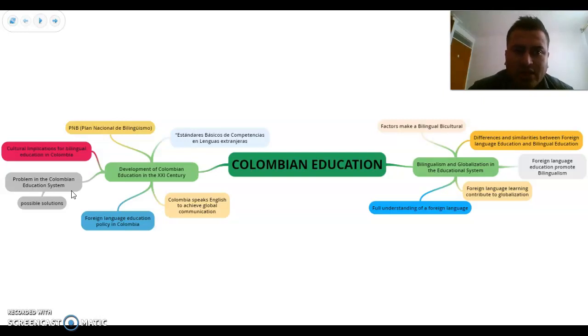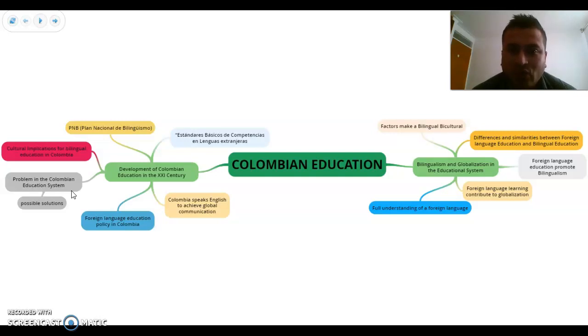Cultural implications of bilingual education in Colombia. Also, everyone knows that English is not the second language. The native languages here in Colombia are those of the native people. We have a lot of languages. I don't know how many languages there are here, but I consider these to be the native languages. But also, from the colonies, Spanish is the native language for me.